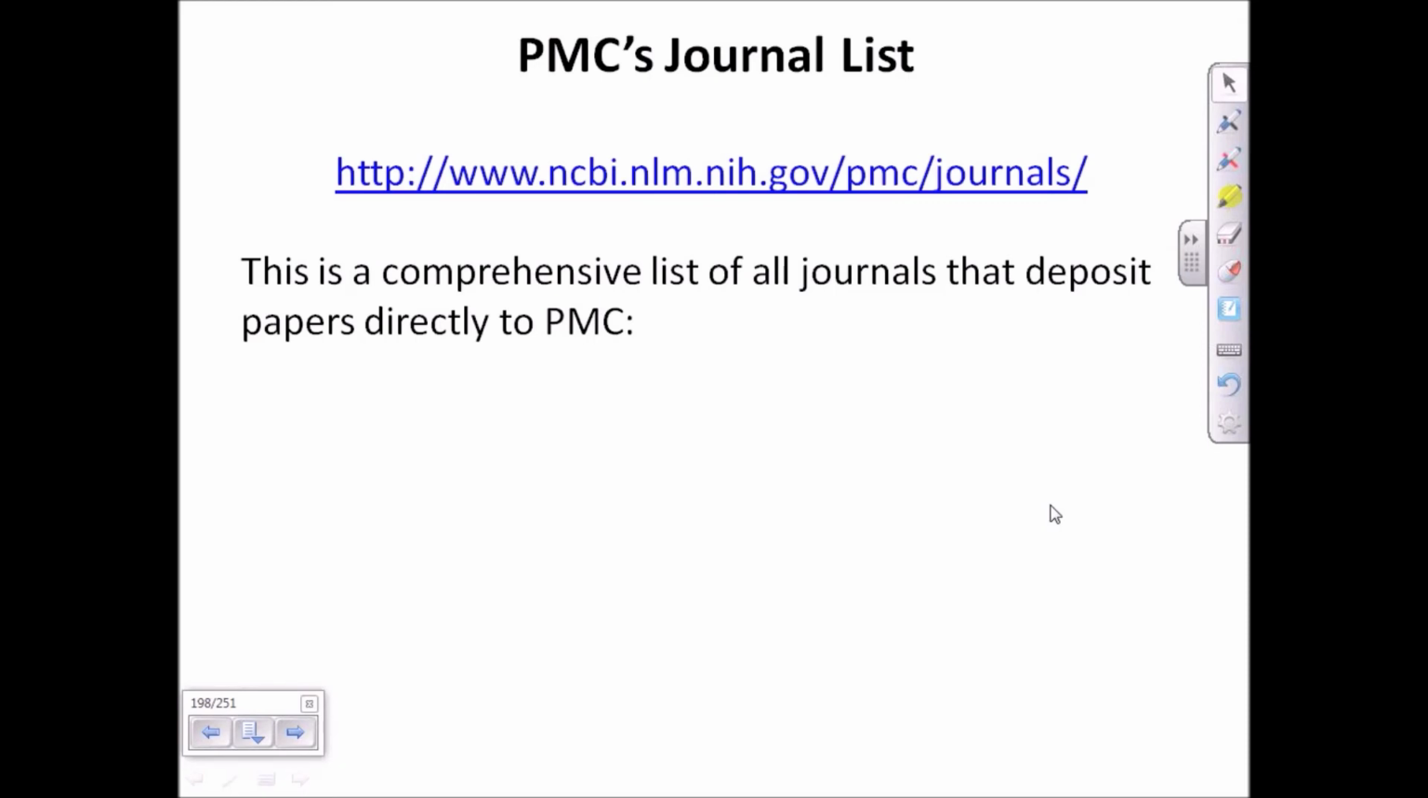There's another link as well. This is a link through NCBI. So those other links were on the public access page of NIH, but this link here is on NCBI. This one is probably the best place to go because this provides a comprehensive list of all journals that deposit papers directly to PubMed Central. So this will include both Method A and Method B.